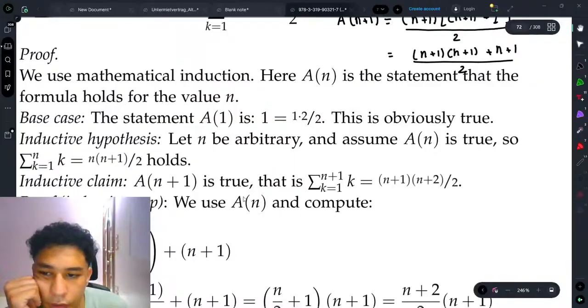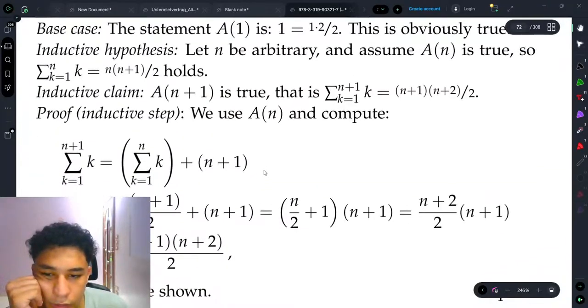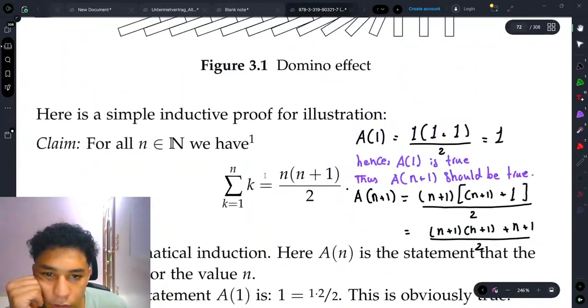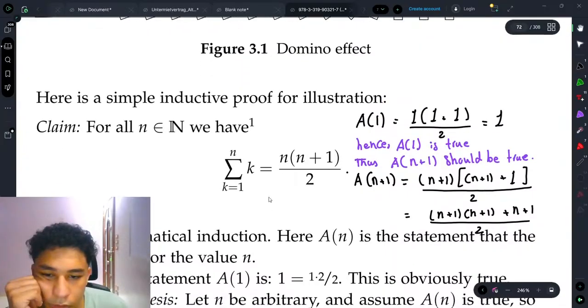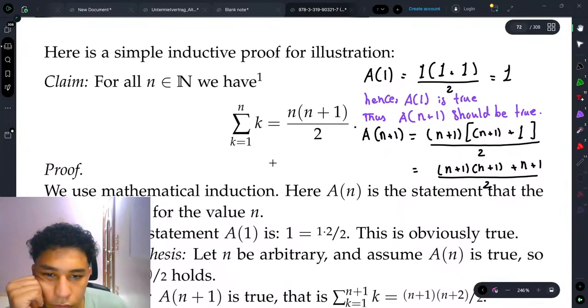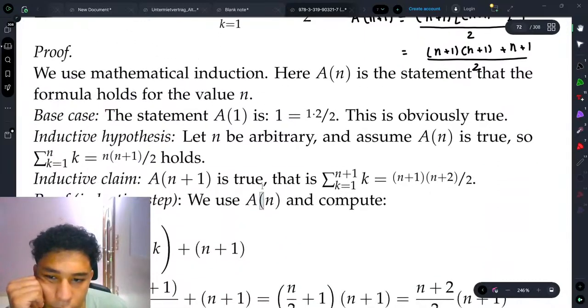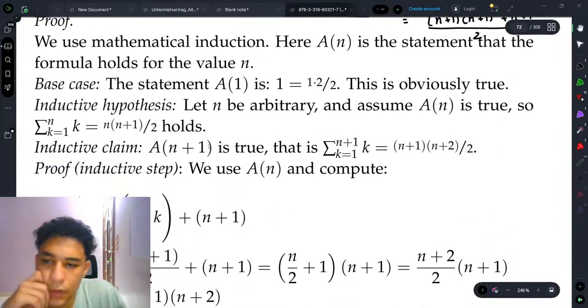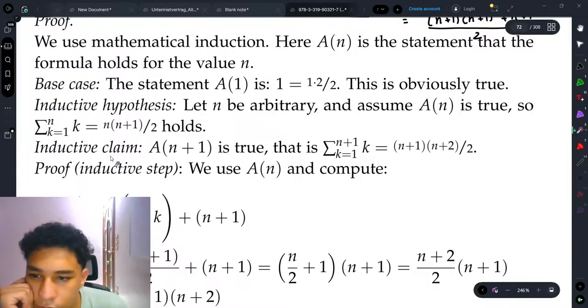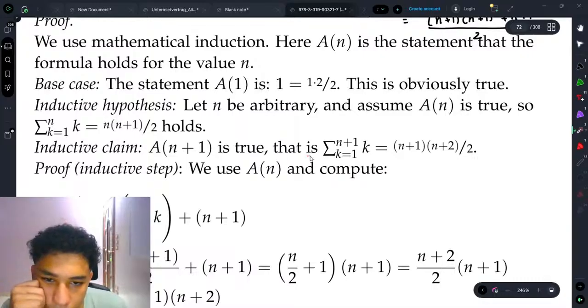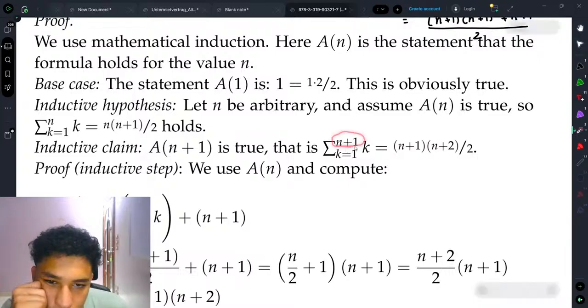So I can't exactly figure out how, I need to do it this way, I guess. Because the same way as I replaced the 1 by n, I need to replace the n by n plus 1, I guess. Here it says inductive claim A n plus 1 is true. That is, n plus 1 is the limit and k equals 1.